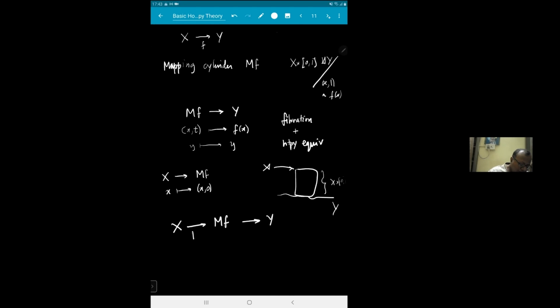So this map here, this actually is a cofibration, and this map here is a fibration plus homotopy equivalence plus weak equivalence. Okay, so that's one way of breaking up this map. You can break this map into a cofibration followed by a fibration weak equivalence.